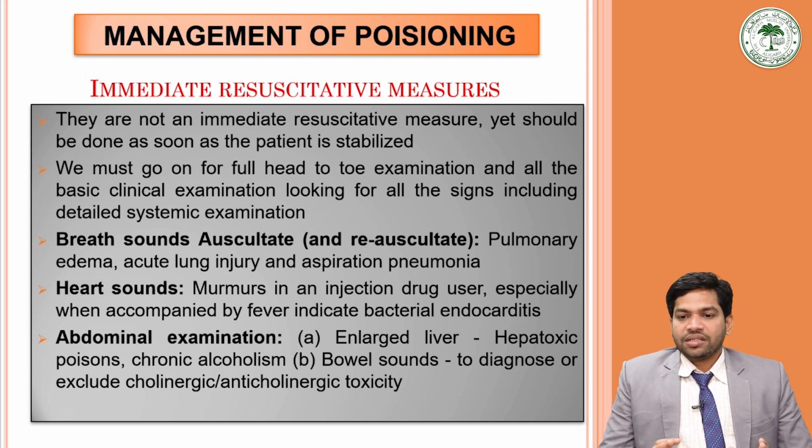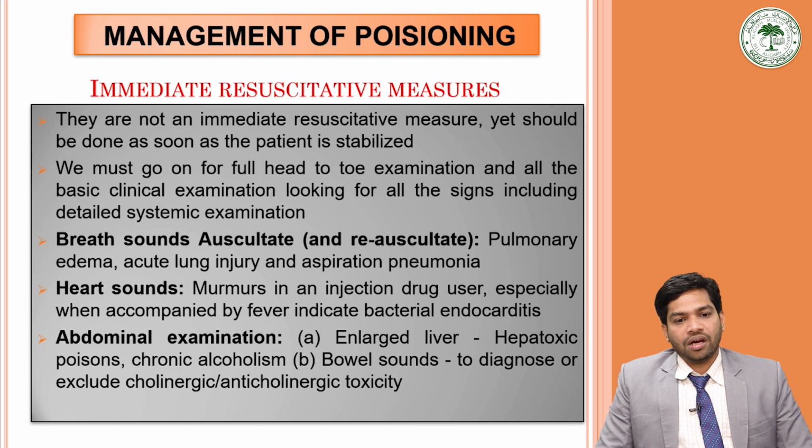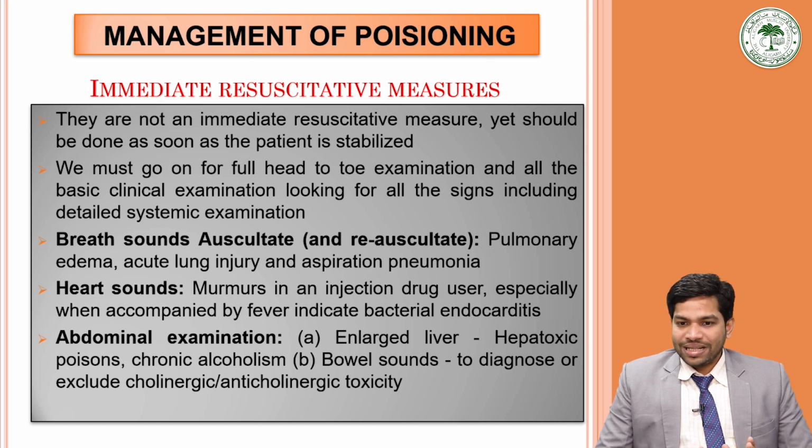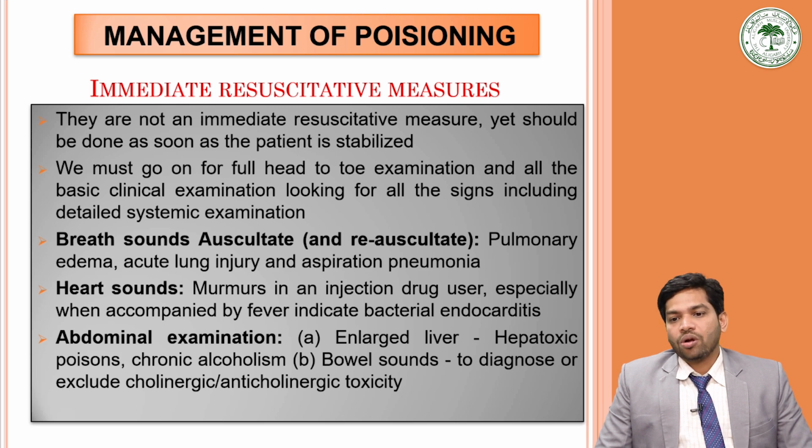Abdominal examination shall be done properly. Enlarged liver is suggestive of hepatotoxic poison and chronic alcoholism. Bowel sounds shall be used to diagnose or exclude cholinergic or anticholinergic toxicity. Bowel sounds will be increased in case of cholinergic toxicity, whereas there will be dryness in anticholinergic toxicity. It helps to decide if purgatives will be useful or not.